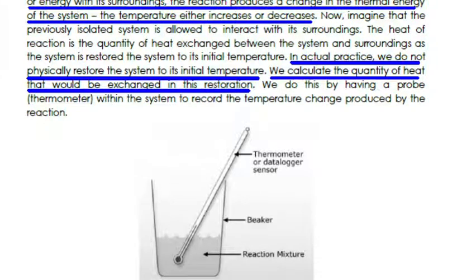And then for an endothermic reaction, it is a temperature decrease in an isolated system, or a gain of heat from the surroundings by a non-isolated system. The heat of reaction for this reaction is positive.